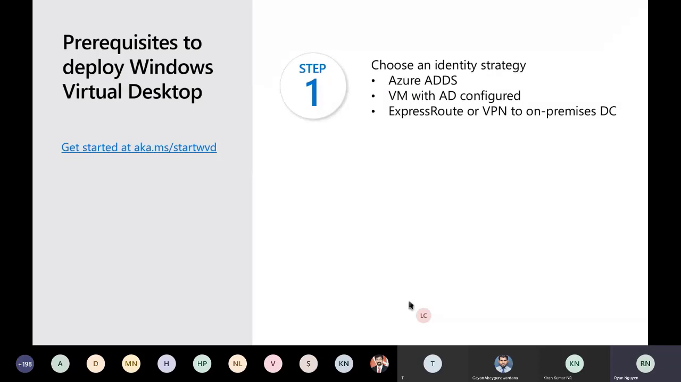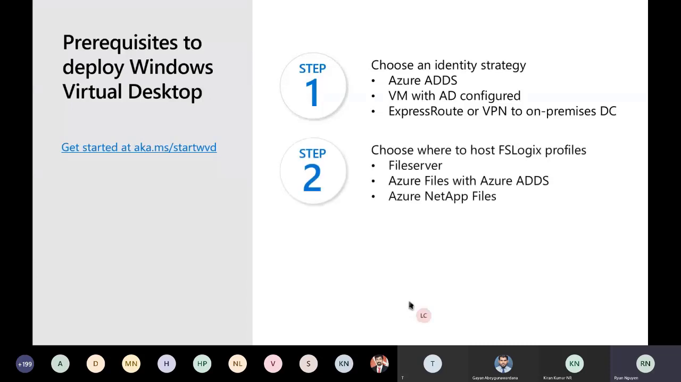The first is the best fit of identity. You can go with the hybrid one, with a connection between the on-premises DC and the cloud, or you spin up a VM which is AD on the cloud and do AD Connect to Azure AD, or you go pure Azure AD with Azure AD DS, depending on the customer's business requirement and technical requirement.